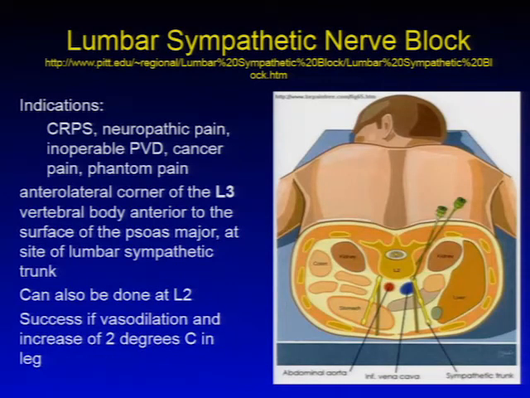Next, I'm going to discuss a lumbar sympathetic nerve block. The indications for this include CRPS, neuropathic pain, inoperable peripheral vascular disease, cancer pain, and phantom pain. It is located at the anterolateral corner of the L3 vertebral body. It can also be done at L2. A successful lumbar sympathetic block can be accompanied by vasodilation and an increase of 2 degrees Celsius in the leg.